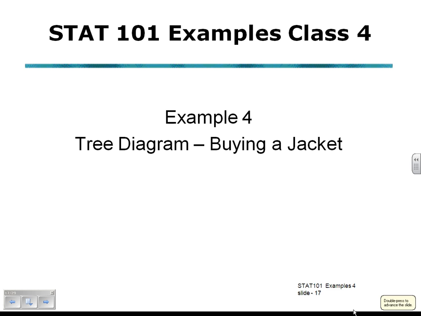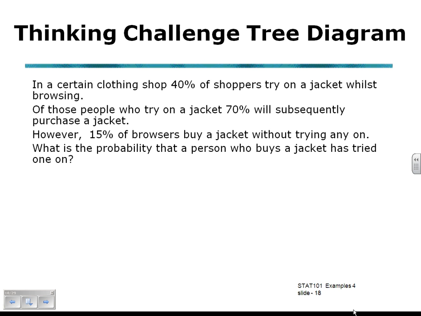Example 4 in Stat 101, examples class 4, tree diagrams, buying a jacket. The question: in a certain clothing shop, 40% of shoppers try on a jacket whilst browsing. Of those people who try on a jacket, 70% will then go on to buy a jacket. However, 15% of people that look buy a jacket without trying any on. What is the probability that a person who buys a jacket has tried one on?